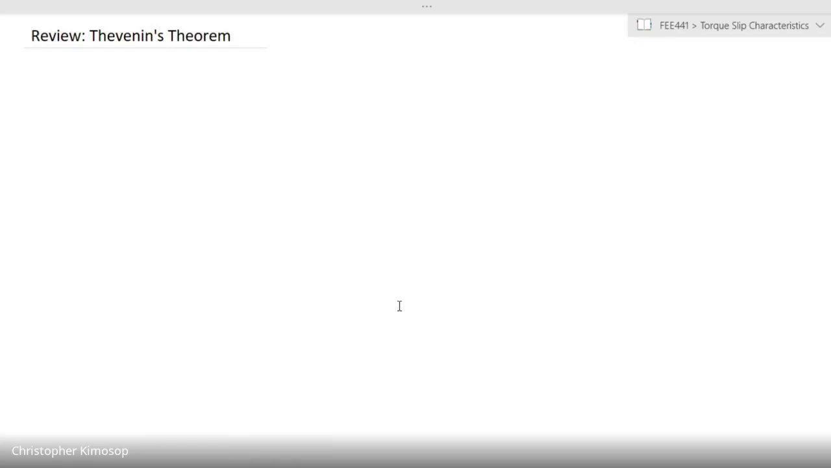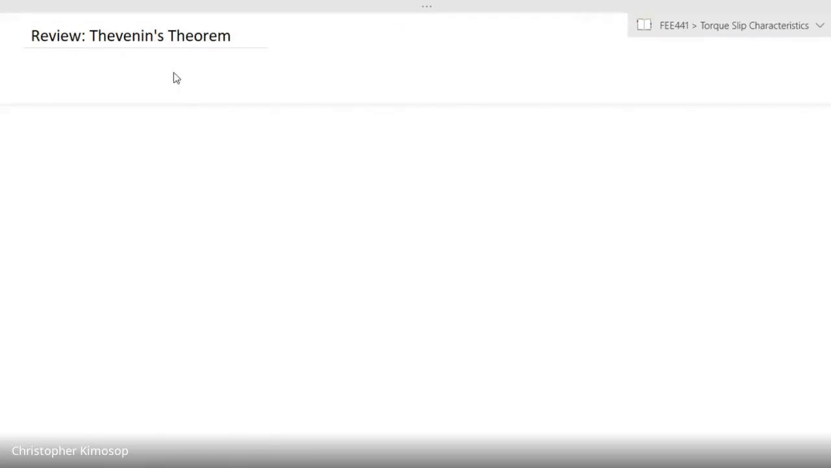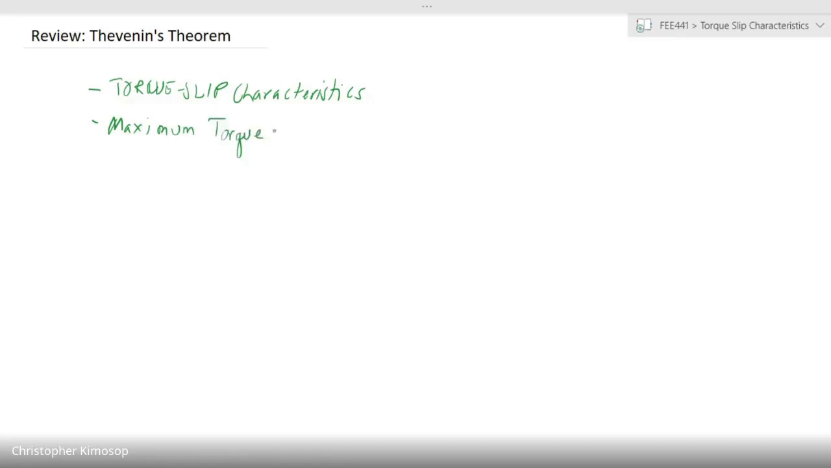So today we will be talking about, as I've said, the second part of the power and torque. Our objectives are to look at the torque slip characteristics, and also to look at the maximum torque that a three-phase induction motor can achieve. Okay. So those are the two objectives of our lecture today.